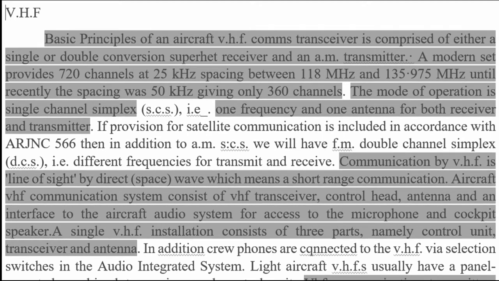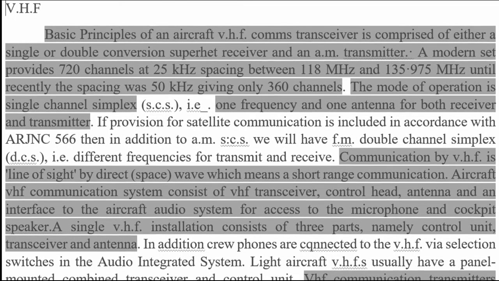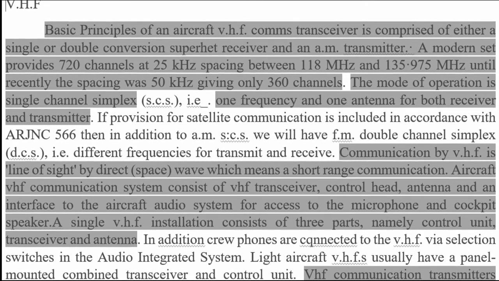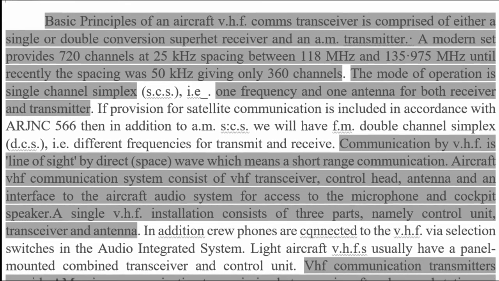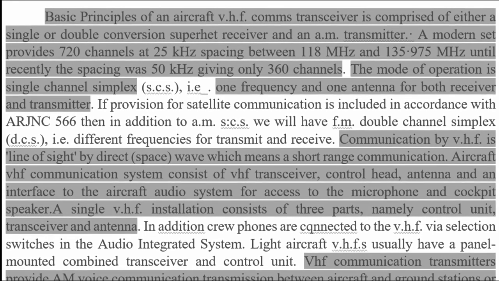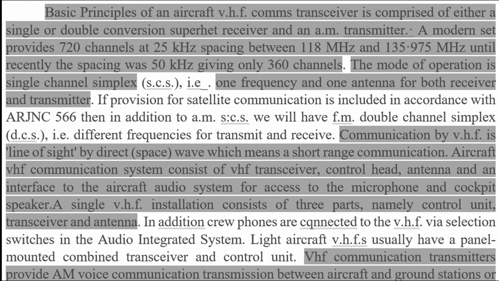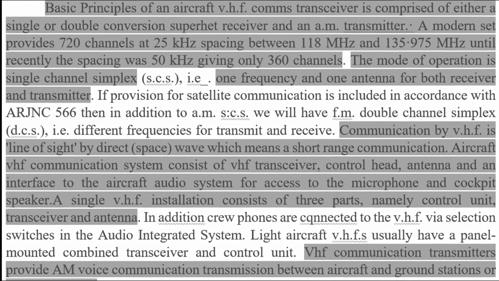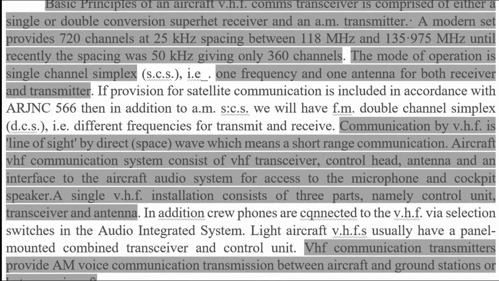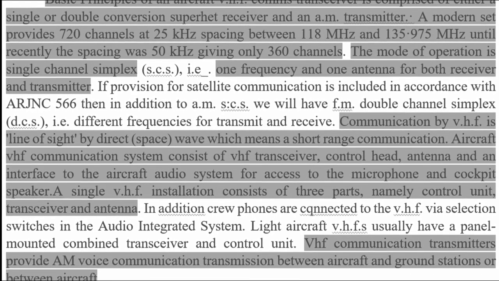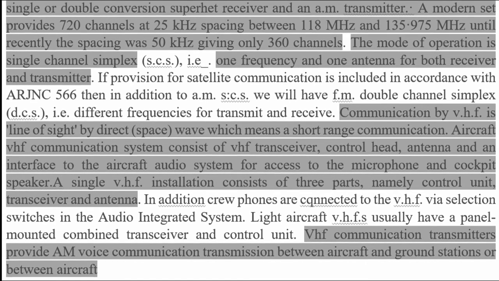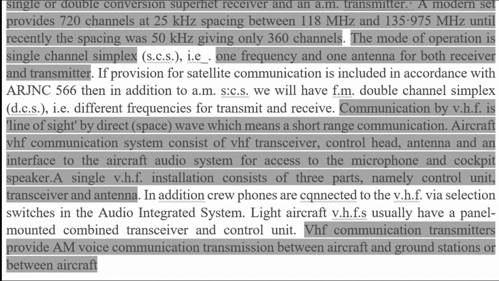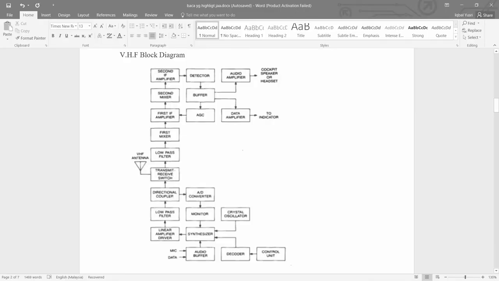Aircraft VHF communication system consists of VHF transceiver, control head, antenna, and an interface to the aircraft audio system for access to the microphone and cockpit speaker. A single VHF installation consists of three parts, namely control unit, transceiver, and antenna. VHF communication transmitters provide AM voice communication transmission between aircraft and ground stations or between aircraft and another aircraft. This is the VHF block diagram of an aircraft.